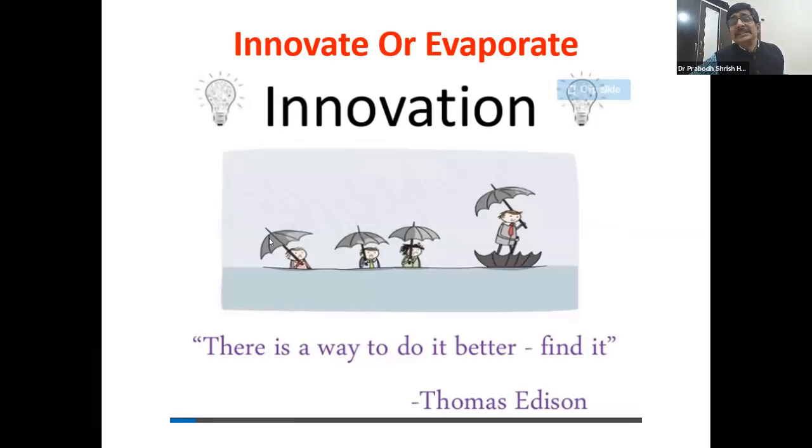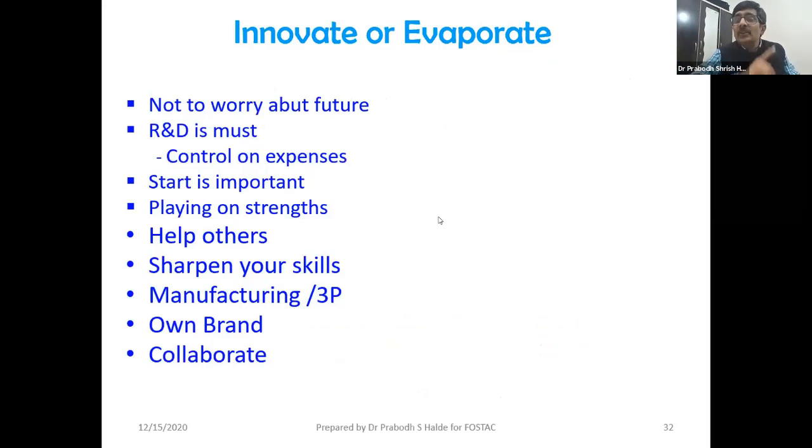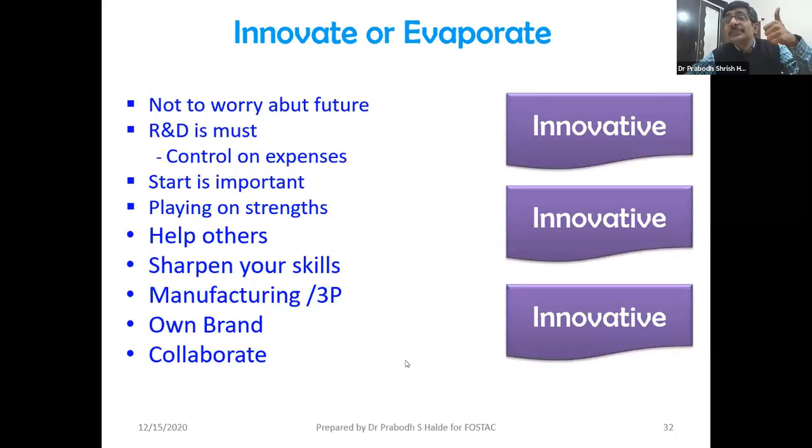Students, innovation is important. If you don't innovate, you evaporate. Write this down on your big wall: innovate or evaporate. If you do not innovate, you will not be there. Do not worry about your future. This is for the startup. This is for the student.